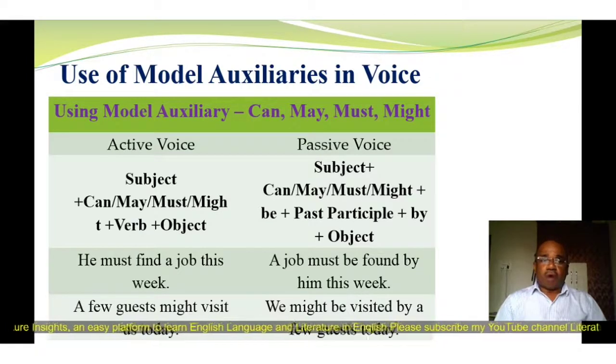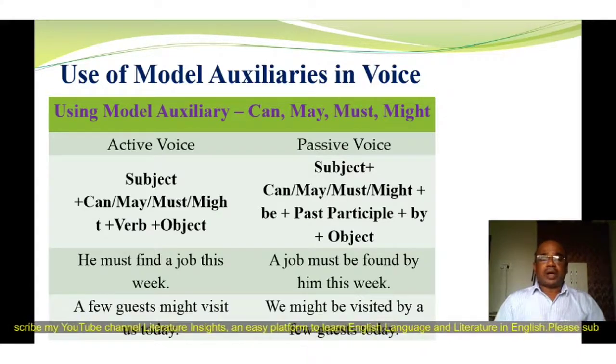So now the formula of active voice: subject plus can/may/must/might plus verb plus object. In passive voice we have subject plus can/may/must/might plus be plus past participle plus by plus object. So this is the formula or structure for active voice and passive voice. So now let's study examples of active voice and passive voice using modal auxiliaries can, may, must, might.